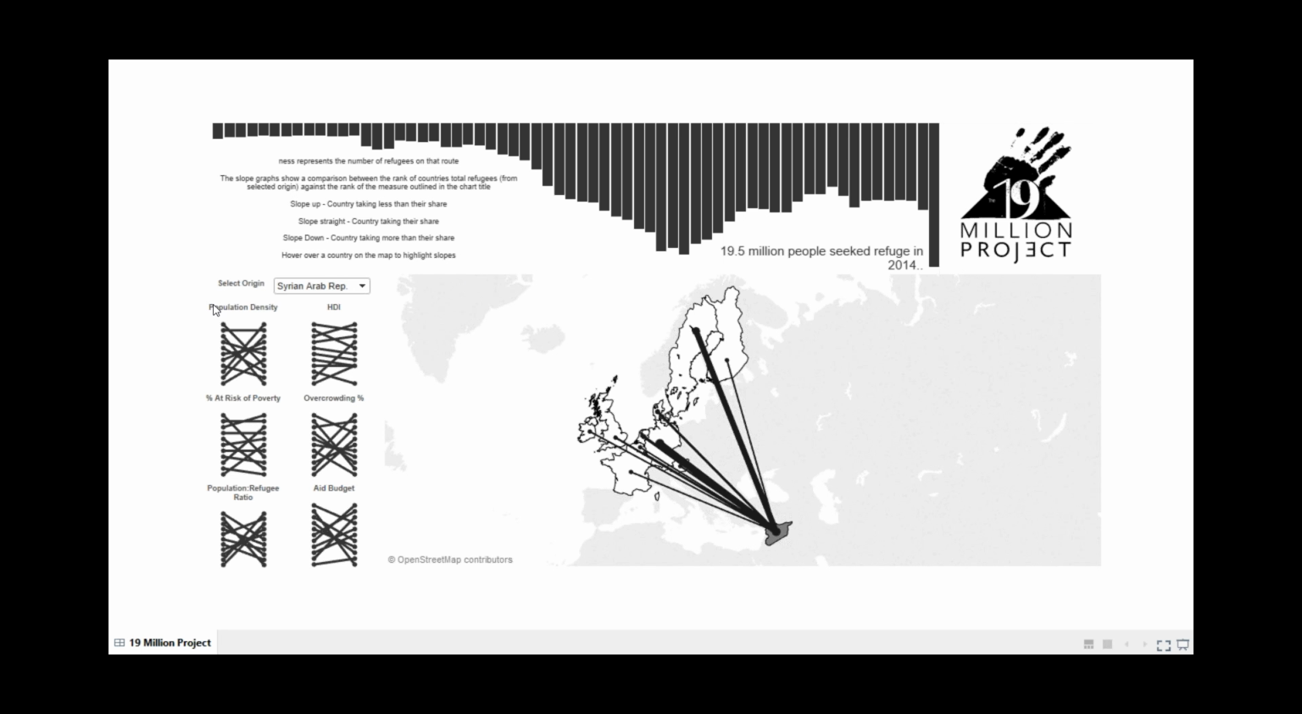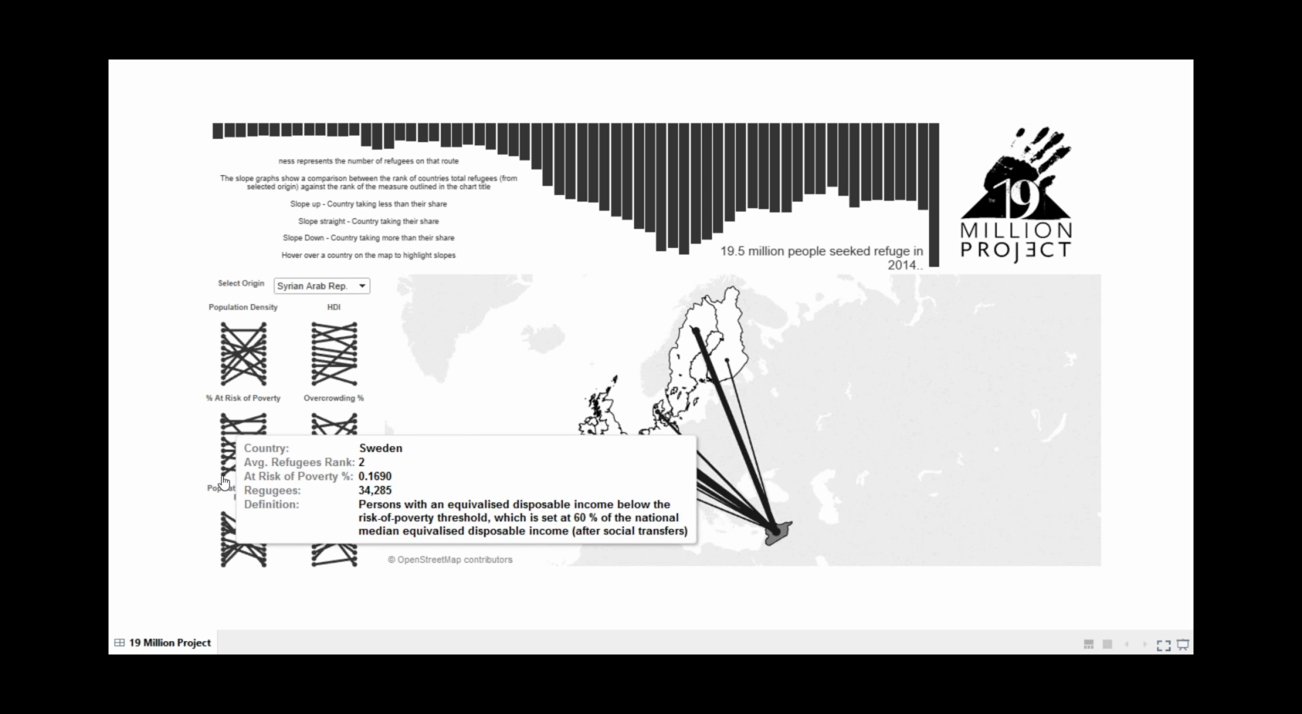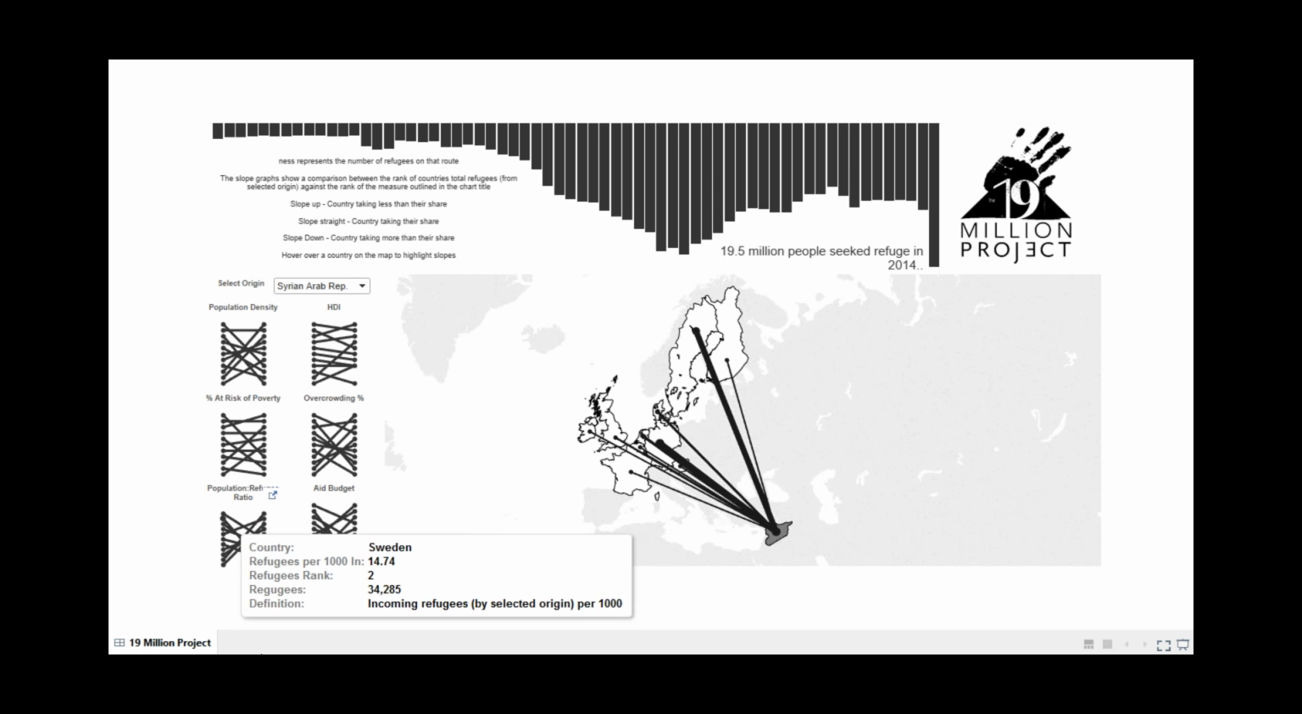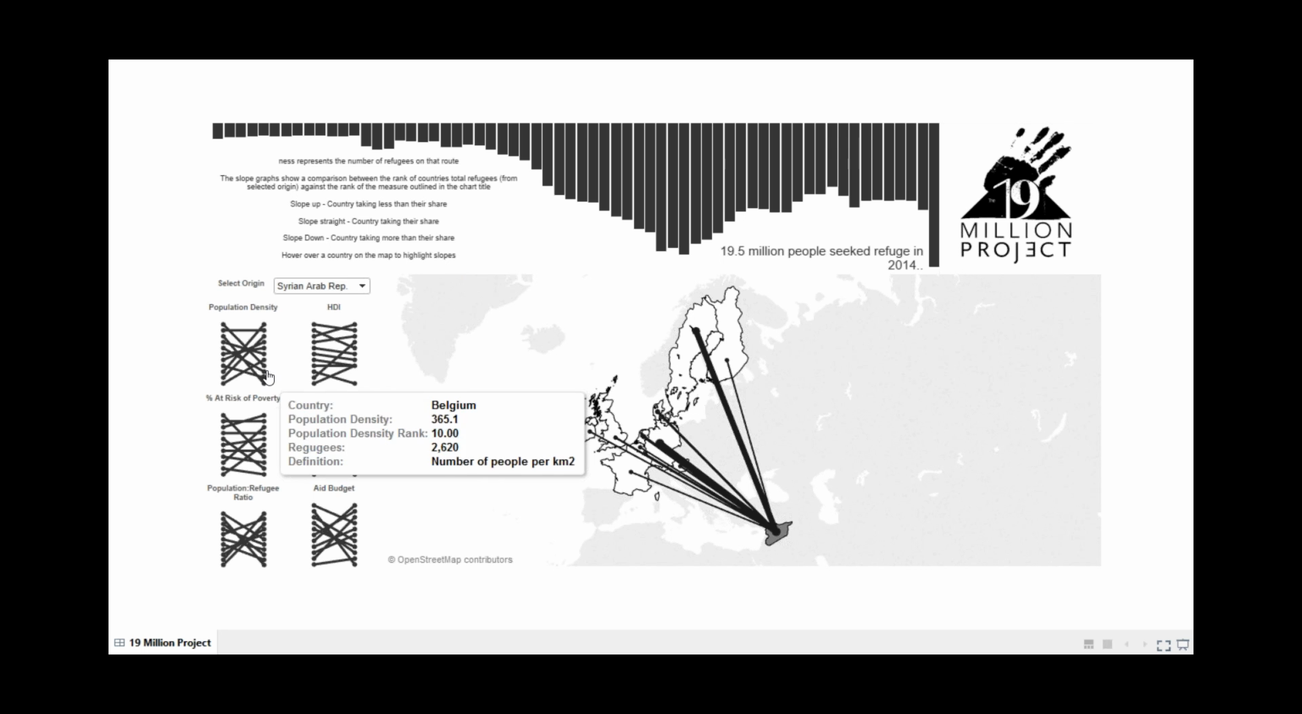So if we go on the left side, if I hover over that one, it's Germany, that one over Germany, etc. So all the ones on the left are ranked by refugee population. And on the right side, you can see the different measures. So in the top left, we've got population density. So the way I've looked at it is I've ranked them by population density or HDI, etc.